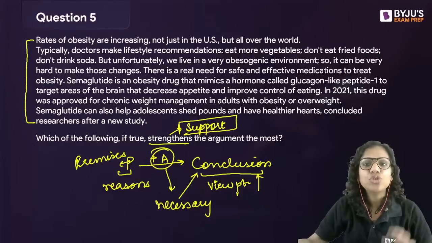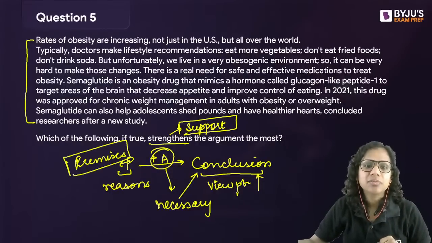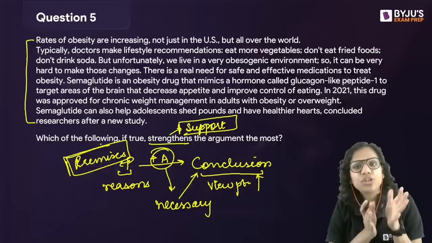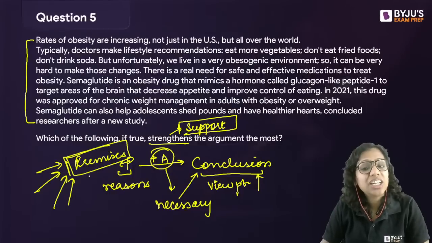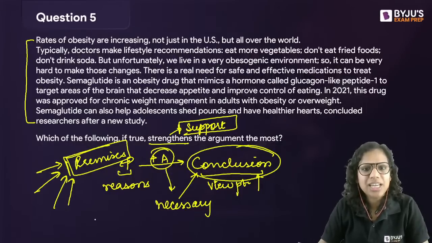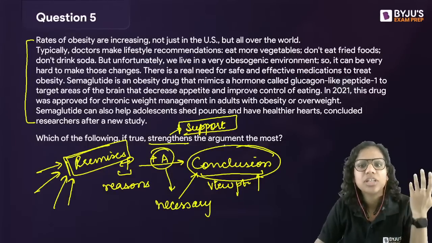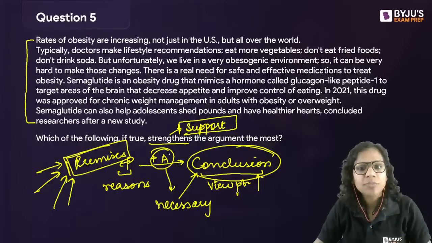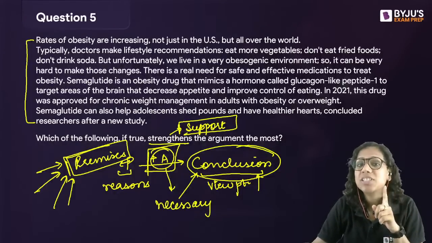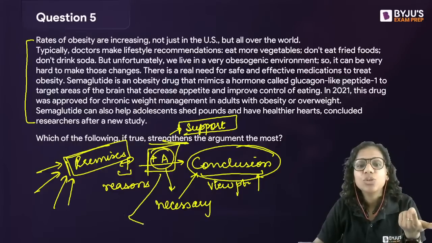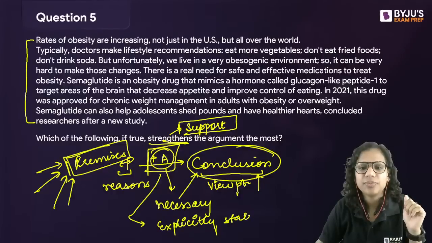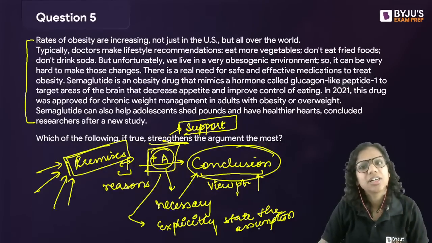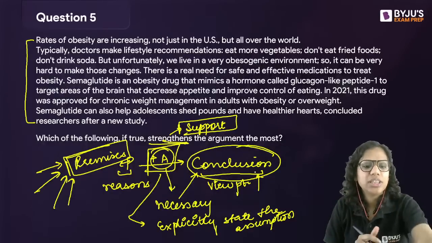Now, when you have to strengthen the argument, you can go through the premise route: you bring in additional premises that support the existing premises, or additional premises that support the conclusion. Or, the assumptions are currently hidden, you haven't explicitly stated them. So one way to strengthen is to explicitly state the assumption. These are the two ways to strengthen an argument.